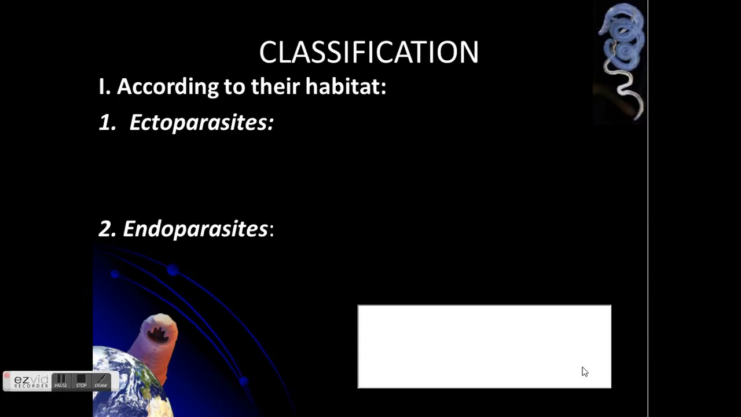How about endoparasite? Endoparasites are parasites that reside inside of the host. Ectoparasites reside on the external surface of the host. Endoparasites reside inside the host. And the presence of an endoparasite is termed as infection. So the medically important parasites are actually endoparasites. So the coverage of parasitology is about endoparasites.